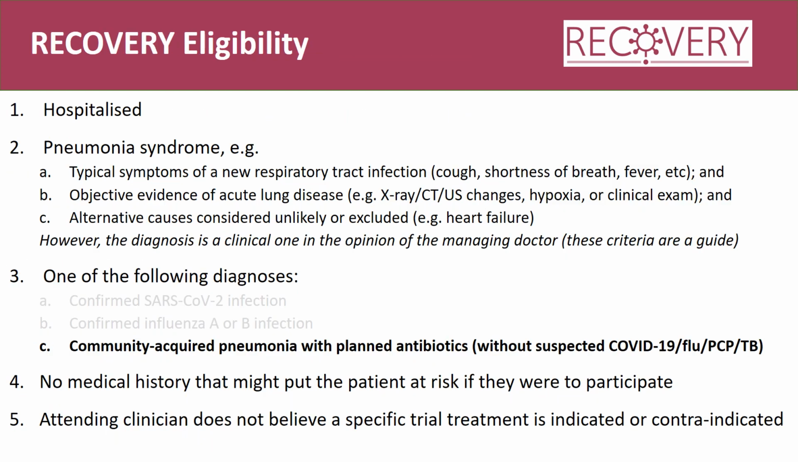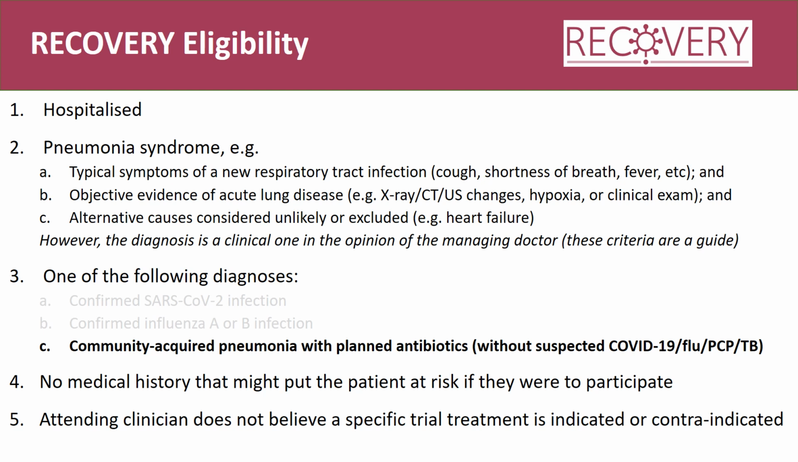This slide shows the current recovery eligibility criteria for all comparisons, with the CAP category highlighted. All recovery patients must be hospitalised with a pneumonia syndrome, and we would expect this to include typical symptoms of a new respiratory tract infection, such as cough, shortness of breath and fever, as well as some objective evidence of lung involvement. This would usually be radiological, but could also be demonstrated by new hypoxia or clinical examination. Alternative diagnoses other than pneumonia, such as heart failure, should be considered unlikely or excluded, but note that the diagnosis of pneumonia is ultimately at the discretion of the managing doctor.